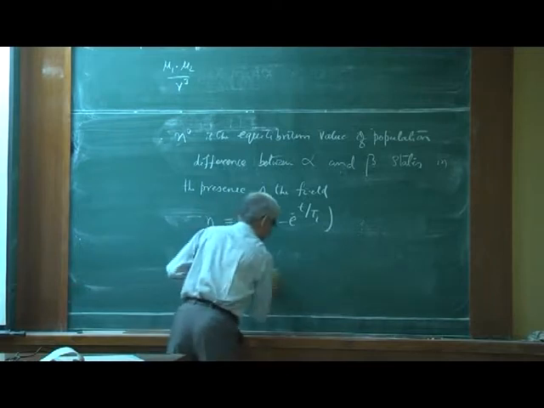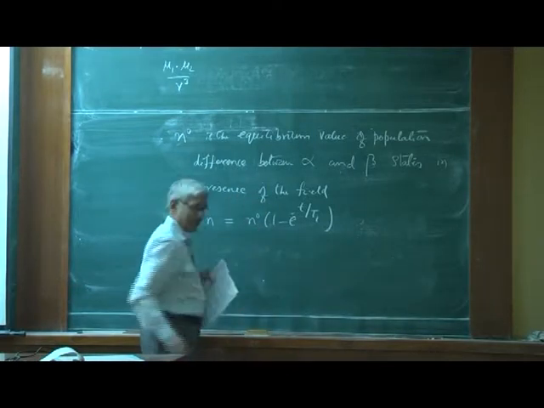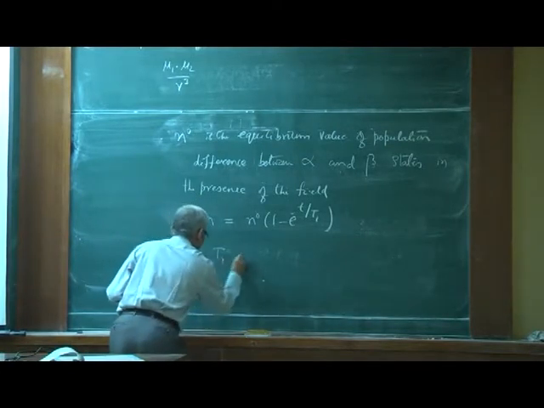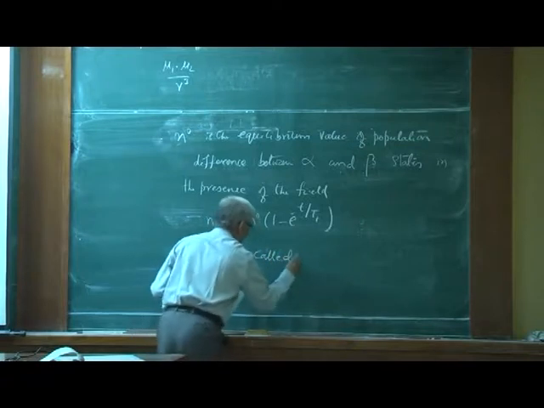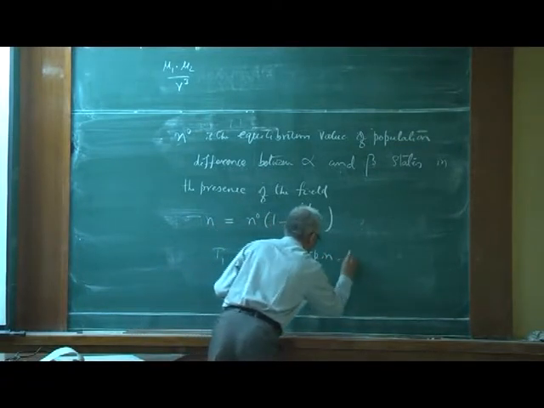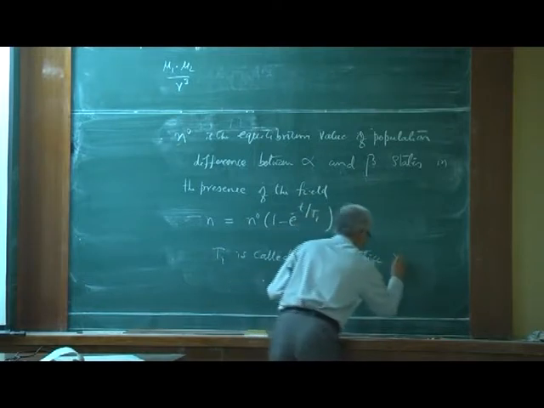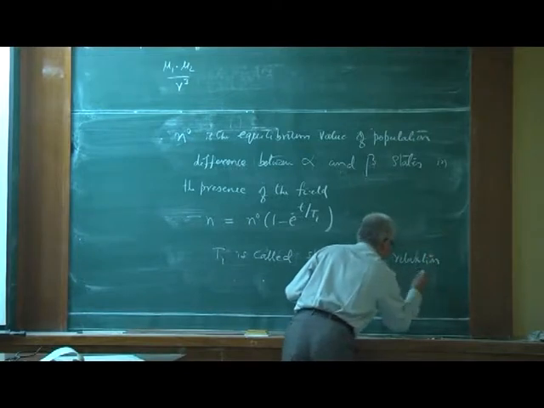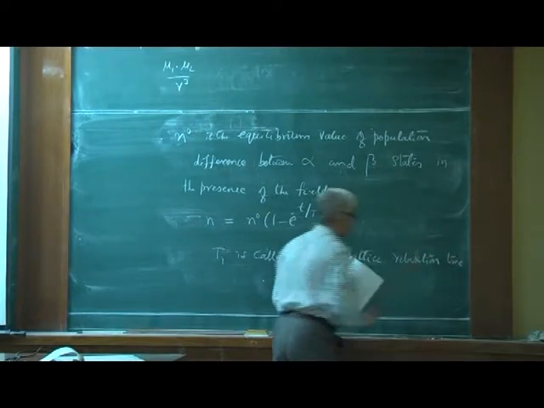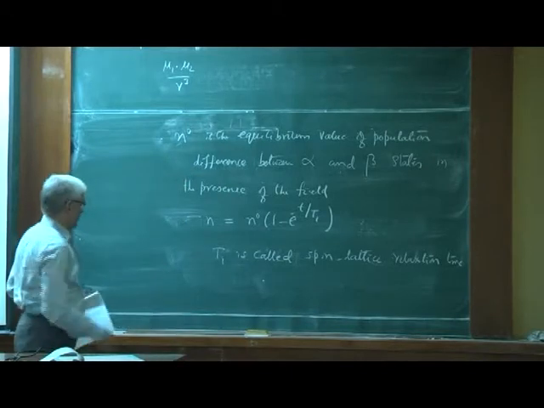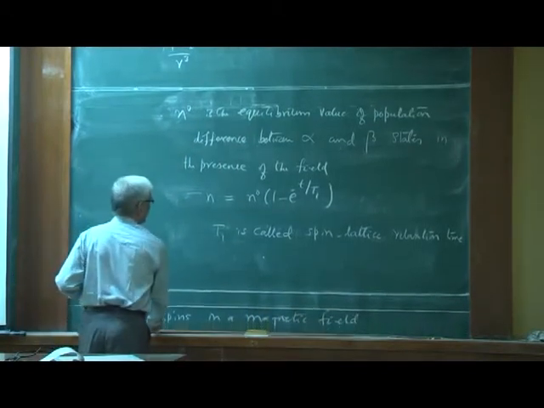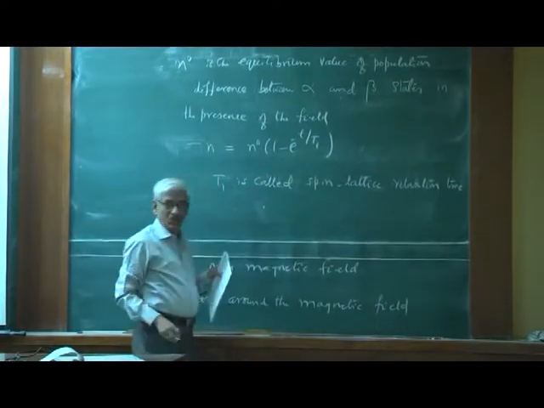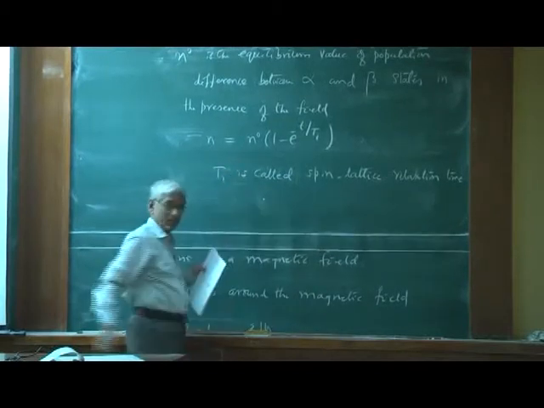So you can see here, there is an exponential recovery of the populations, and T1 is the spin lattice relaxation time. This is a characteristic time. It's called the spin relaxation time. At time t equal to infinity, obviously the exponential goes to 0, and therefore you have n equal to n naught.